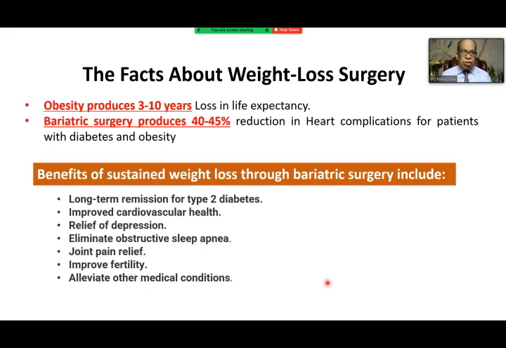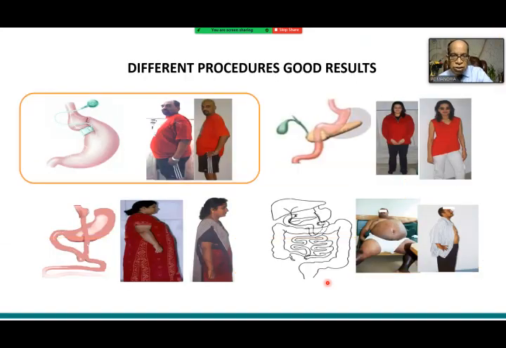Now these are the facts about weight loss surgery or bariatric surgery. Obesity, all of us know, produces 3 to 10 years of loss in life expectancy, and bariatric surgery produces 40 to 45% reduction in heart complications for patients with diabetes and obesity. The benefits of sustained weight loss through bariatric surgery include long-term remission of type 2 diabetes, improved cardiovascular health, relief of depression, elimination of obstructive sleep apnea, joint pain relief, improved fertility, and alleviation of several other medical conditions.